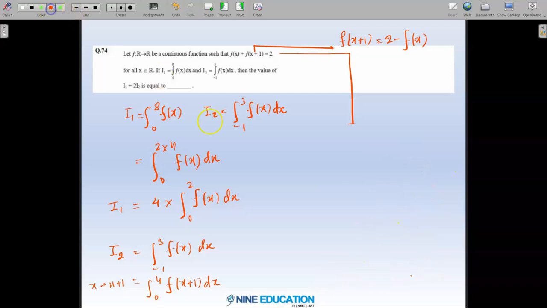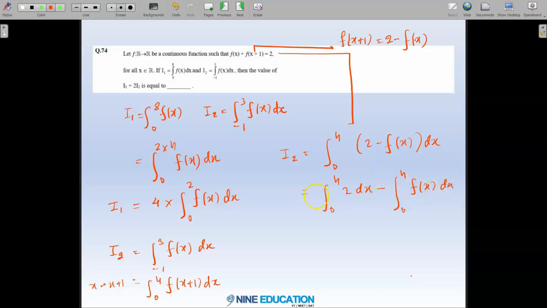Now let's write down this integral I2 as 0 to 4. In place of f(x) plus 1, I can write 2 minus f(x) dx. So this will give the integral from 0 to 4 of 2 dx minus the integral from 0 to 4 of f(x) dx also. So the I2 value is basically 2 into 4, and this is minus.